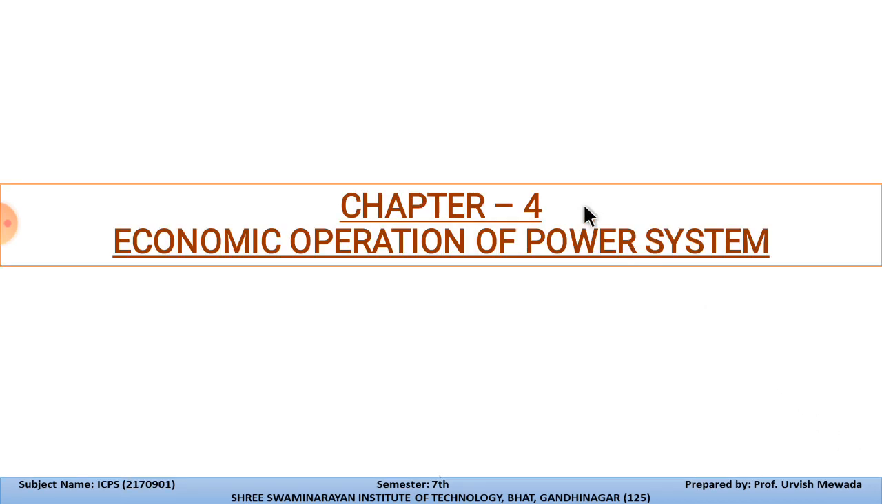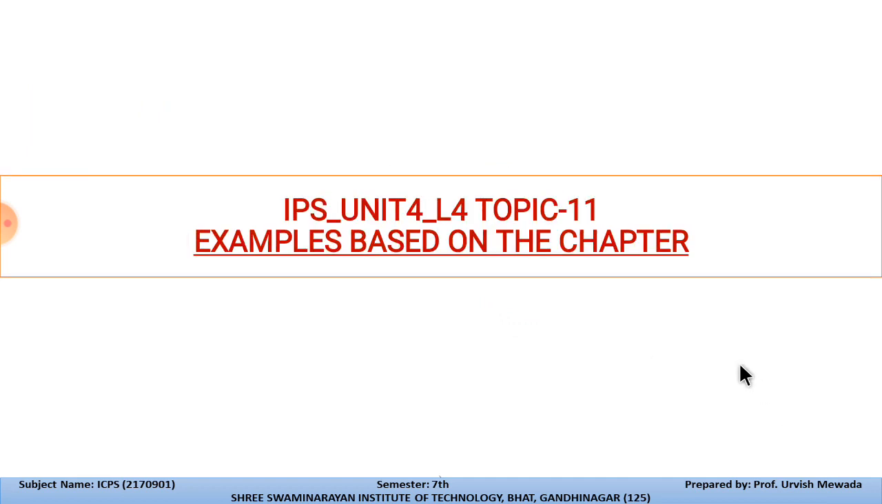Students, currently we are discussing chapter number 4, Economic Operation of the Power System, in which this is our lecture number 4. We are going to discuss our last topic, topic 10, the example which was based on the chapter. So we are continuing with topic number 11, examples which are based on the methods we have discussed in the theory section of the chapter.